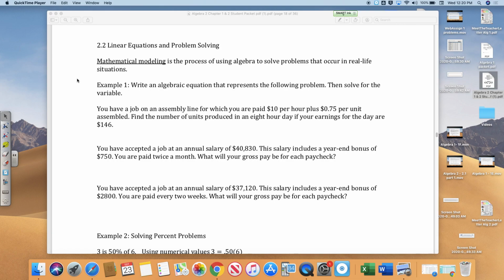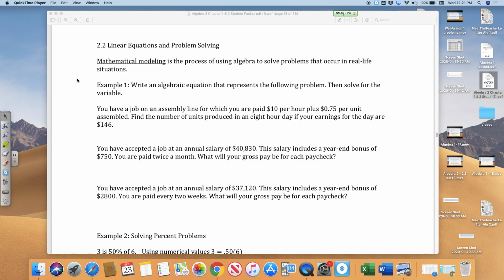Okay, now we are ready to start section 2.2, linear equations and problem solving. In this section, we're going to be looking at problems that are going to require us to create equations and solve word problems with the equations that we create, knowing from section 2.1 how to solve them using the opposite of the order of operations. So let's start with mathematical modeling.